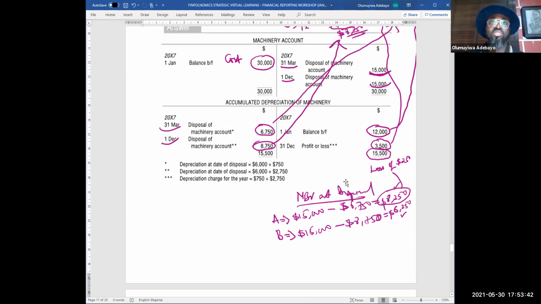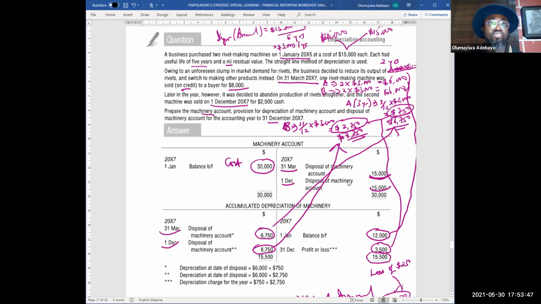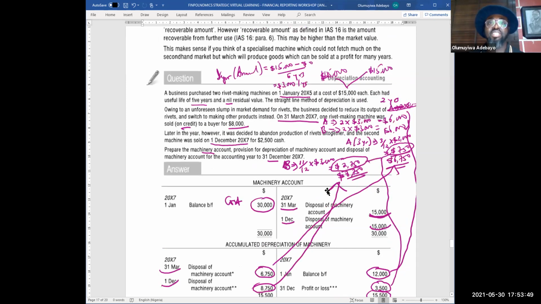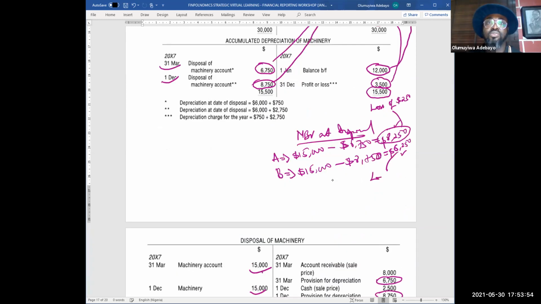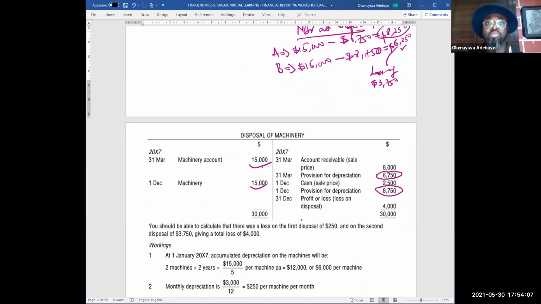While the second one was sold on cash for 2,500. That means that one was also sold at a loss of the difference between 6,250 and 2,500. That is 3,750. Now, therefore, you recognize as income the proceeds of 8,000 and the proceeds of 2,500, even though one is on credit, one is on cash.